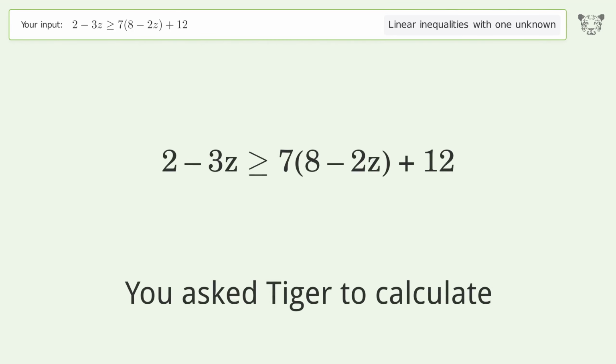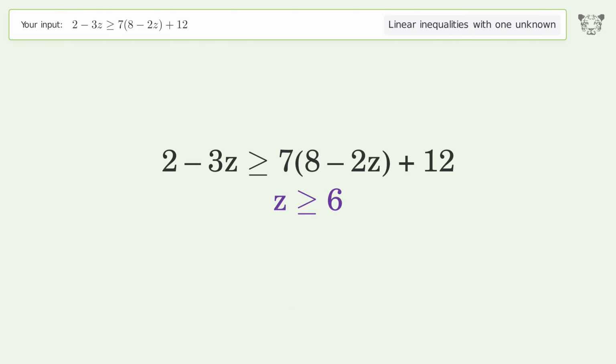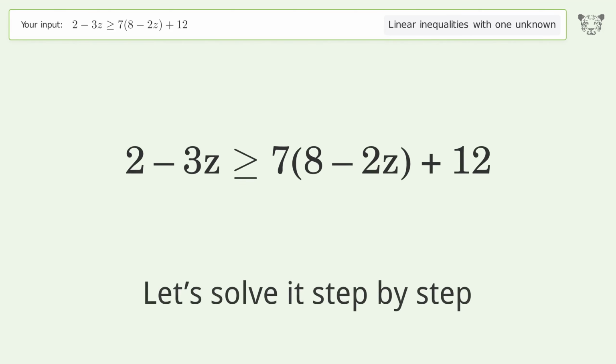You ask Tiger to calculate. This deals with linear inequalities with one unknown. The final result is z equal or greater than 6. Let's solve it step by step.